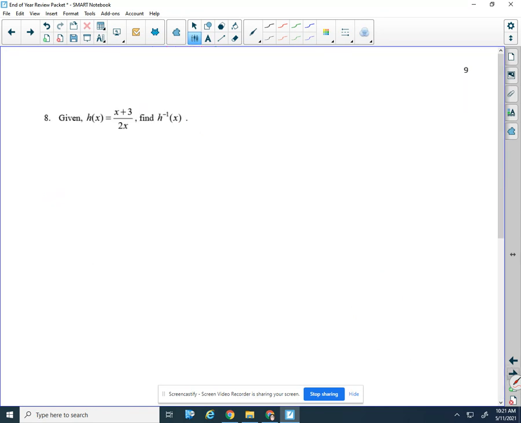Next page. This one is a little bit more difficult. The one thing we have to add here is that at the end we have to use function notation. Okay. h of x, for our purposes, I'm going to switch that to a y, and then I am going to switch both x and y values.